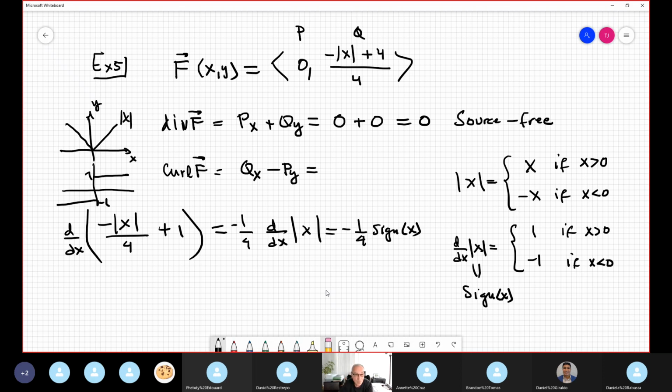So now our curl is negative 1/4 sign of x, minus the partial derivative of p with respect to y, which is 0, so it's nothing. You can see that for a vector field, the curl is not necessarily always positive or always negative; it depends. In this case, it's both, depending on the region. Let me show you the animation to visualize this idea. Look at that.